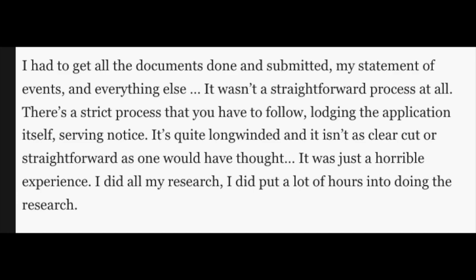I did all my research. I did put a lot of hours into doing the research. And then he goes on to say, I don't think the judicial review process is actually set up for anybody to challenge the Home Office on their own.